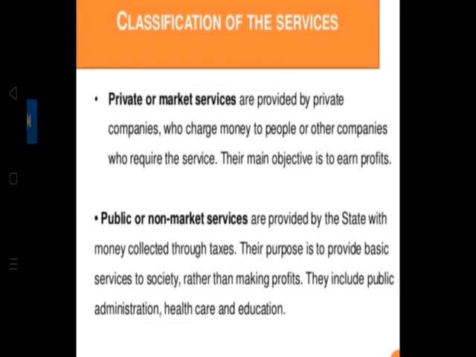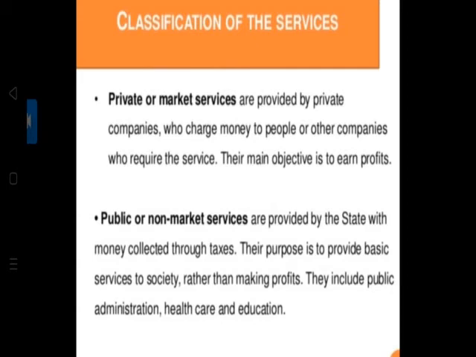Now, the classification of services, what can we understand? I have gone in depth. I would stick to being in depth for these topics so that you understand it. Private or market services are provided by private companies who charge money to people or other companies who require the services. Their main objective is to earn profits. Public or non-market services are provided by the state with money collected through taxes. We pay our taxes, we are taxpayers.